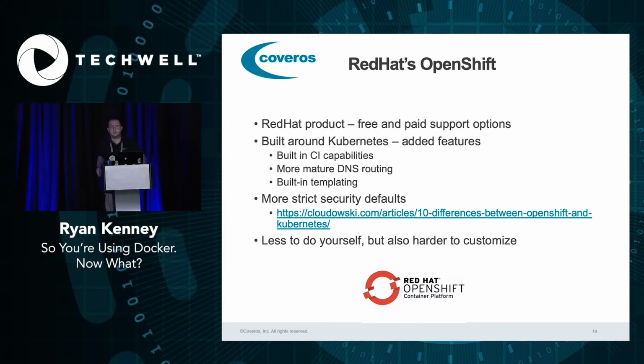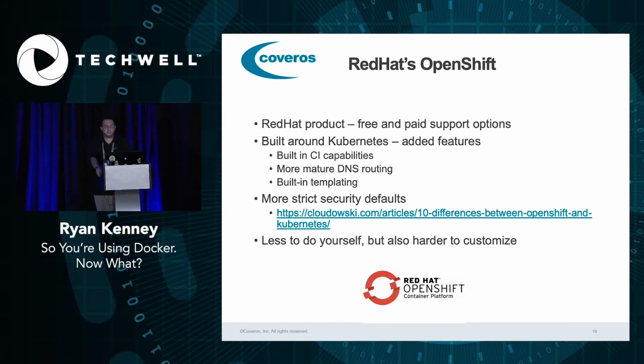And then we'll talk about this a little bit more, but there's built-in templating. The way that you create objects in Kubernetes or OpenShift is with these humongous YAML files that contain definitions of all the things you want to create. There isn't a way to template those natively in Kubernetes. There is in OpenShift. It's a pretty nice feature.